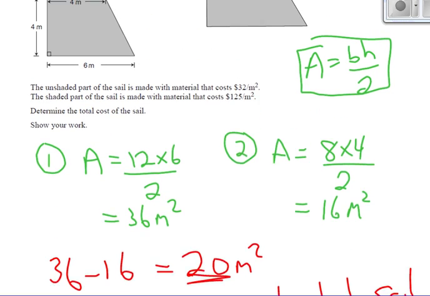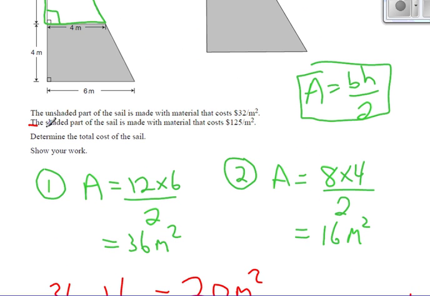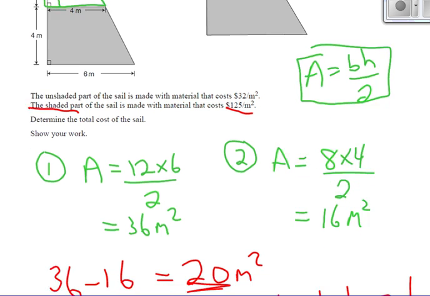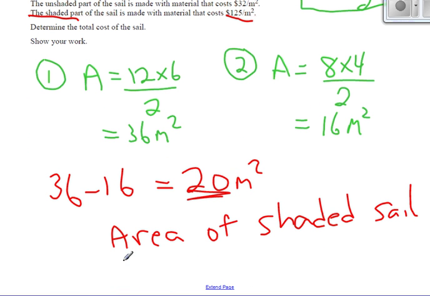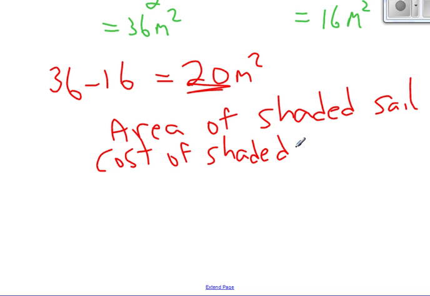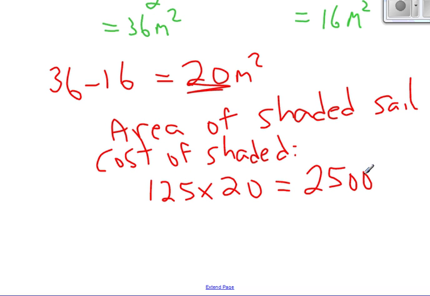And now I can tell you the cost of the shaded part. The shaded part is $125 per square meter. That seems expensive. So the cost of the shaded part would be $125, and it's 20 square meters. So that would be $2,500 just for the shaded part.